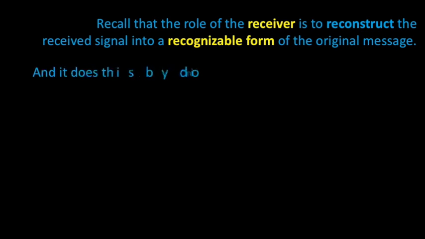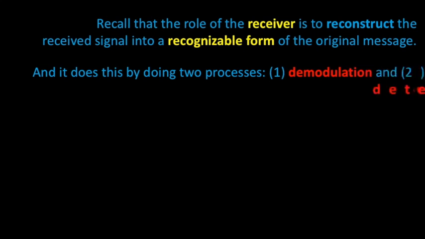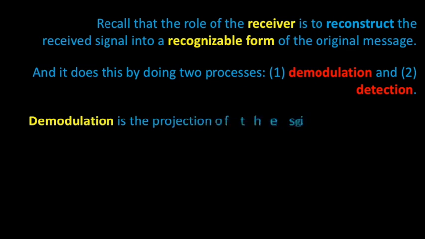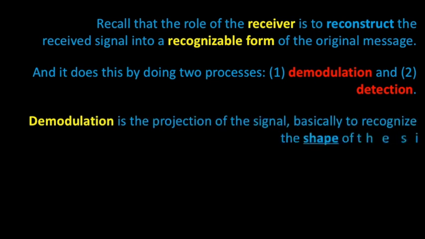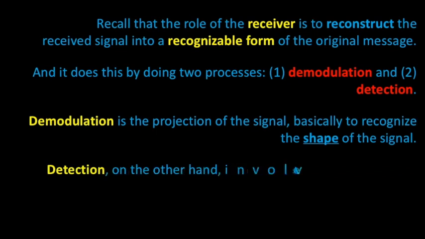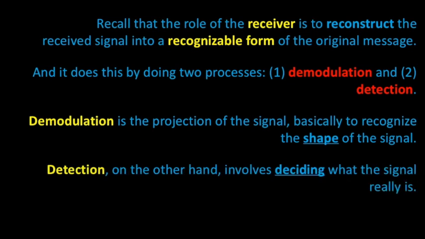Recall that the role of the receiver is to reconstruct the received signal into a recognizable form of the original message. And it does this by doing two processes. The first process is demodulation and the second one is detection. Demodulation is the projection of the signal, basically to recognize the shape of the signal. Detection, on the other hand, involves deciding what the signal really is.